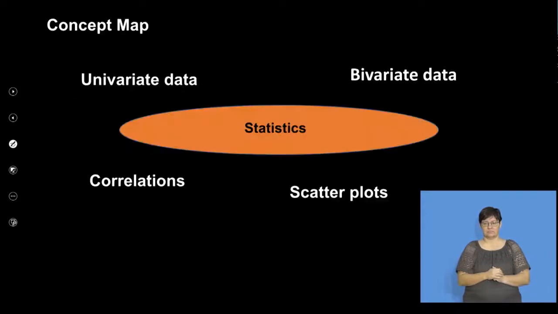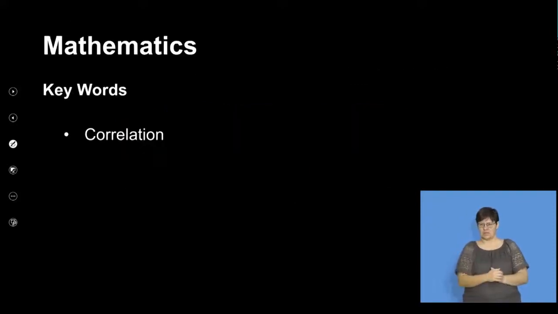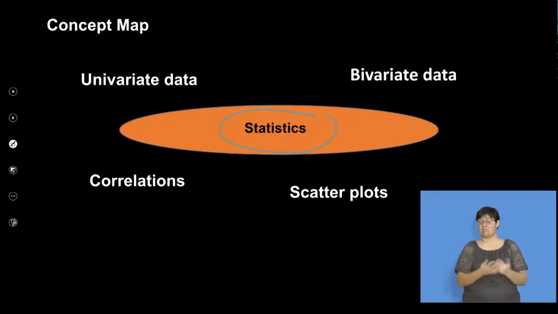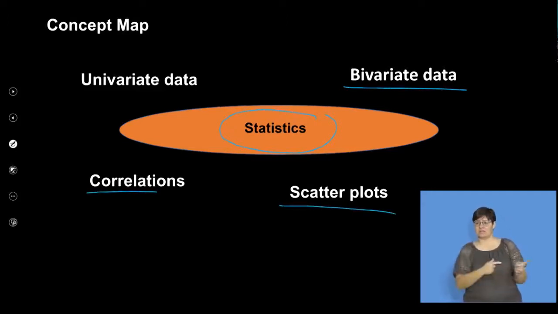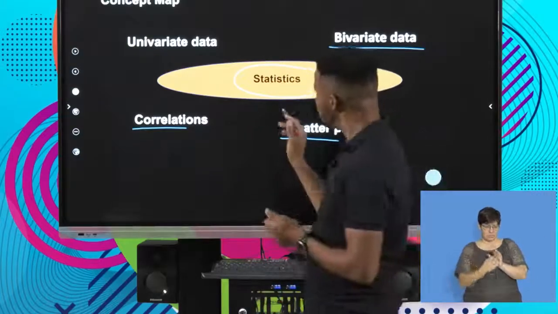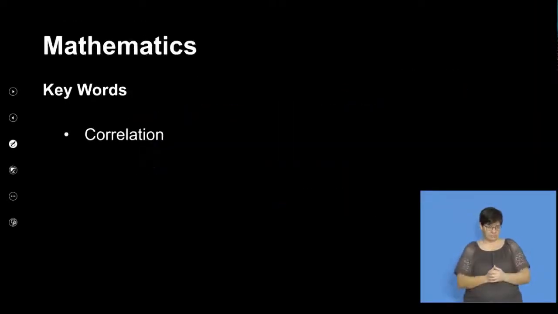So what are we going to look at under our statistics? We're going to look at bivariate data, correlation, and scatter plot. We're going to look at the concepts and what they look like. Before we do that, there are some keywords I'd like us to look at.